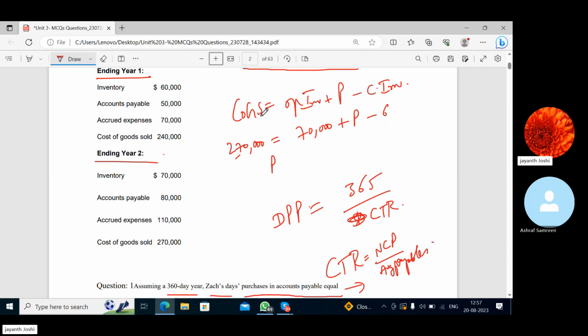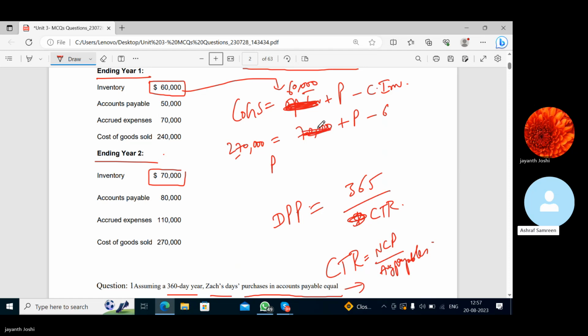So opening inventory plus purchases minus closing. So ending year 2, this is your closing inventory, I guess. Yeah, this is your closing inventory, because last year ending year 1's closing inventory is current year's opening inventory, correct? Yeah, right. So last year's closing inventory is this year's opening inventory.